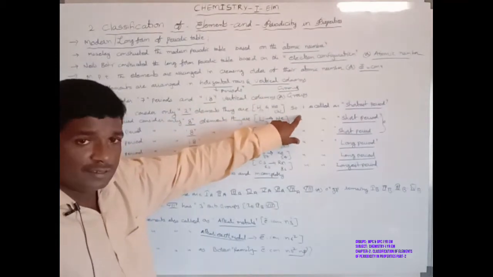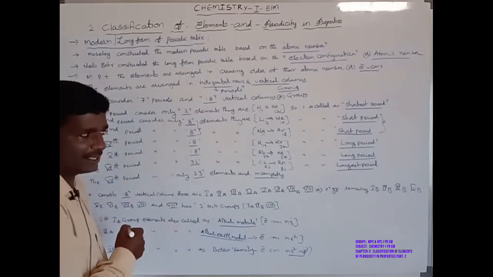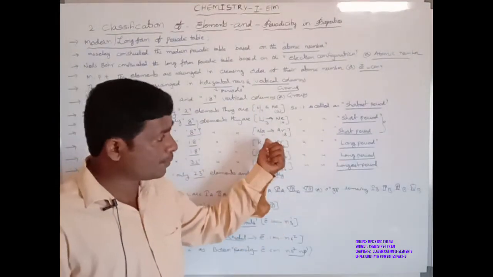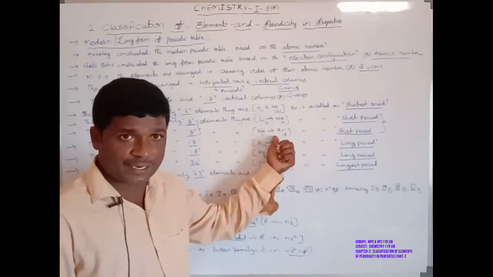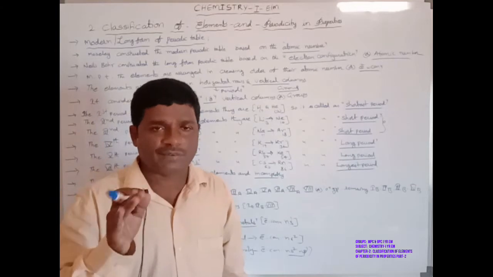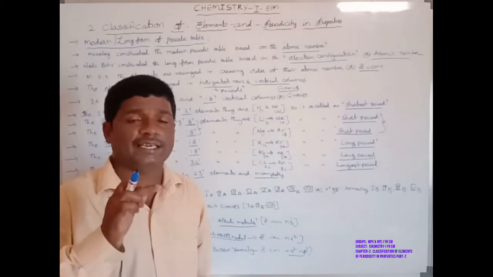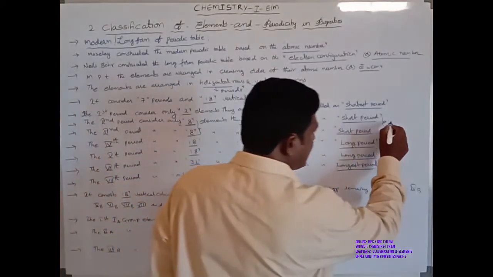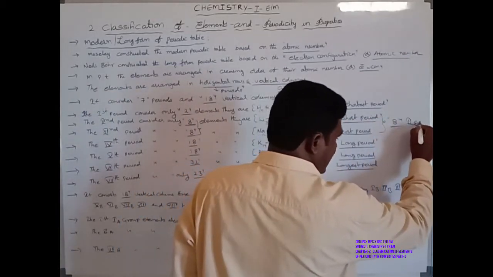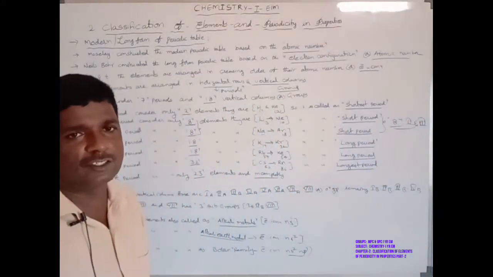In the modern periodic table, the second period and third period consist of only 8 elements. In the modern or long form of the periodic table, the second and third periods consist of only 8 elements, so they are also called short periods. Which periods? Second and third.